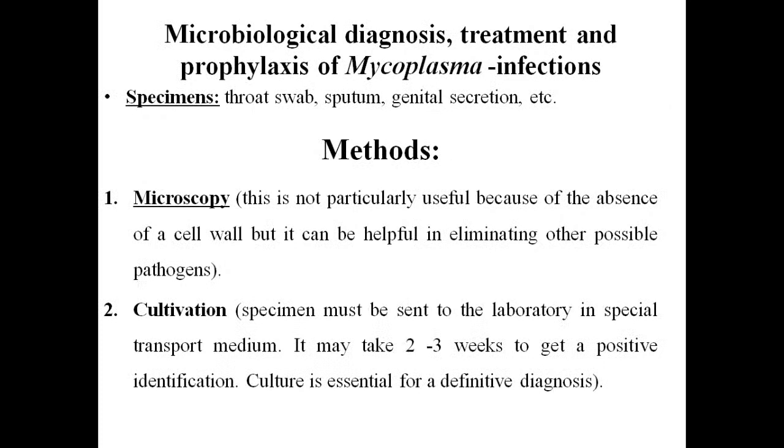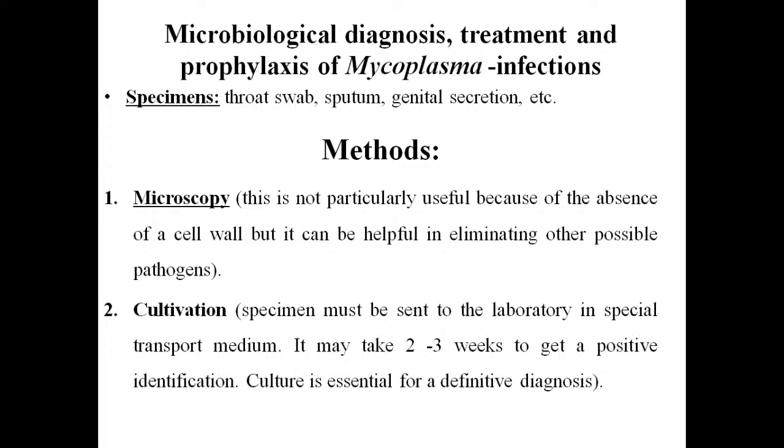Microbiological diagnosis, treatment, and prophylaxis of mycoplasma infections. For diagnosis, we can collect throat swab, sputum, genital secretion. So here in mycoplasma infection, we shouldn't take scrapings. The bacteria are present on the surface of mucosal membrane and excretions. You know that they are membrane parasites. They are not obligate parasites. They can live outside human cells. They can be cultivated on nutrient media. So we can collect swab.